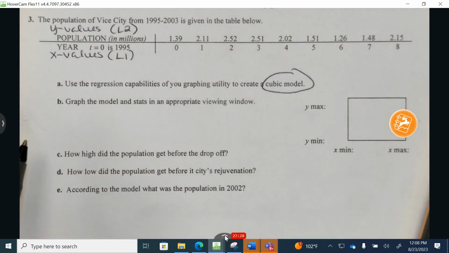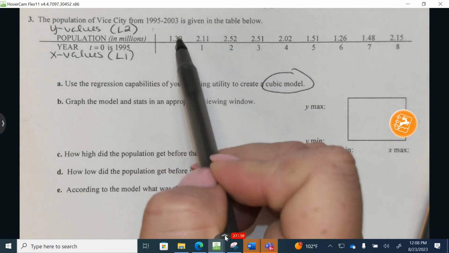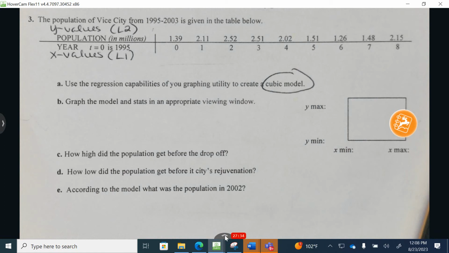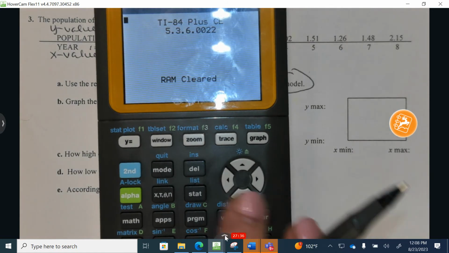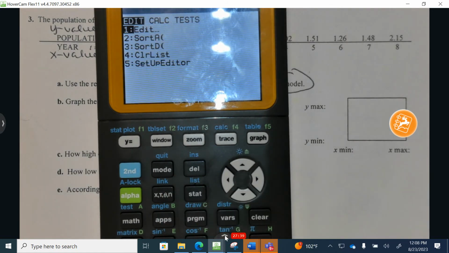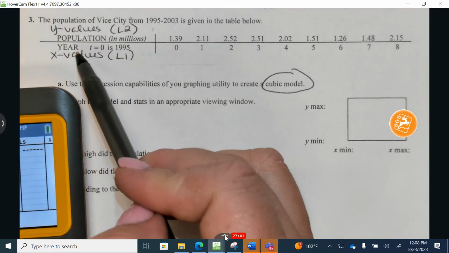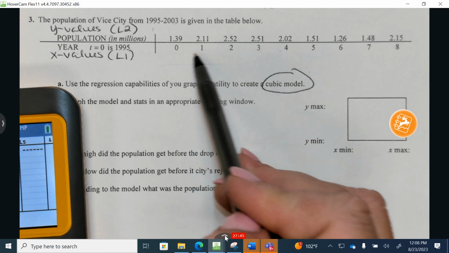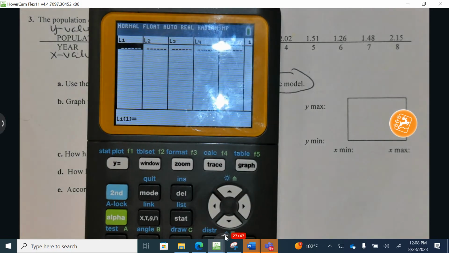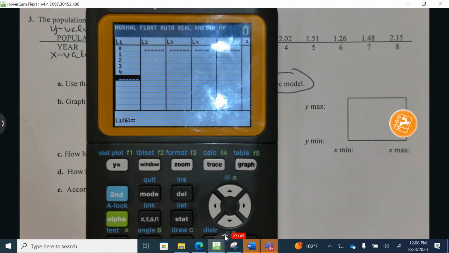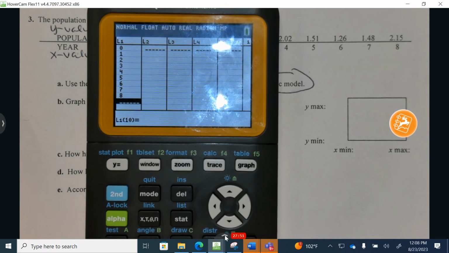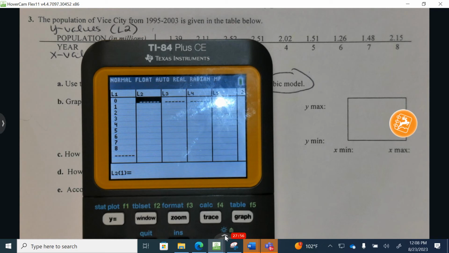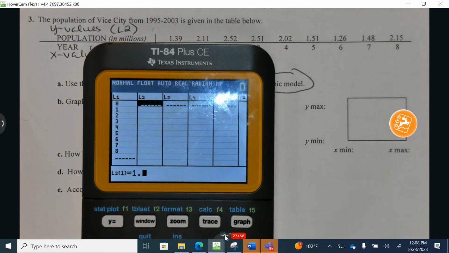Number 3, the population of Vice City from 1995 to 2003 is given by the following table. So we're going to plug this into the graphing calculator. How do we do that? We're going to go to Stat, and we're going to go to Edit, and here's the key. Time, years, is always your X. So in the L1 column, please put 0 through 8. Go back to L2, and we're going to put in the corresponding population.